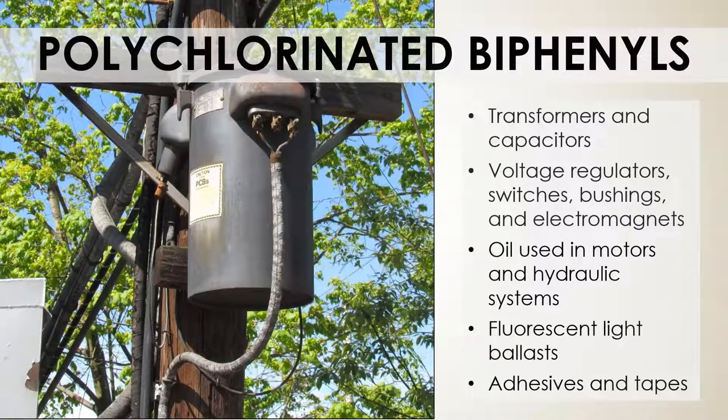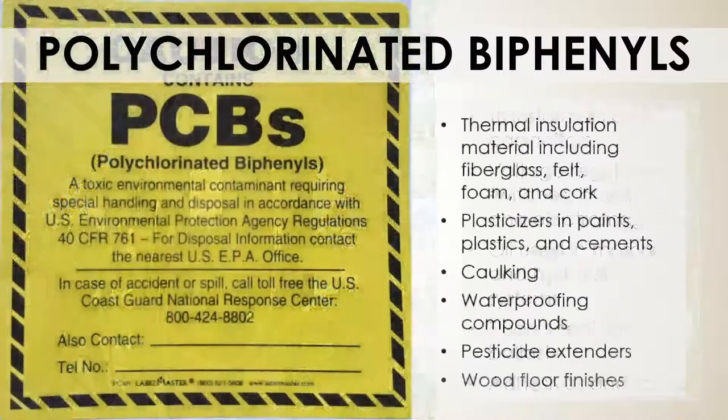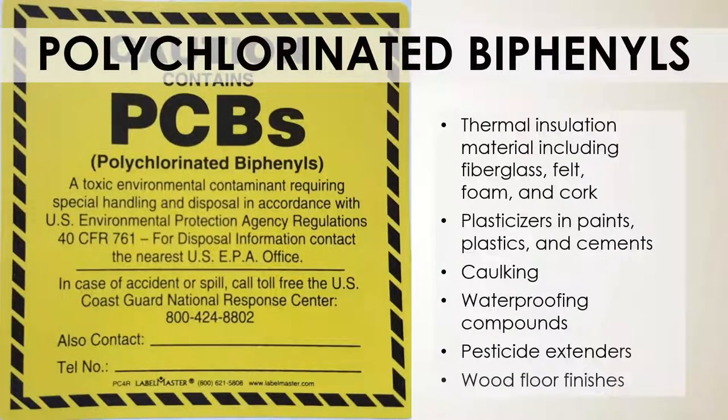One of the things I have to look for when I do an environmental site assessment on a property is old transformers that might not have been replaced in older parts of town that may potentially still contain PCBs, and look for distressed or dead vegetation underneath them. Most of them have been taken out of commission, but that's not to say there aren't still some out there. They have also been used in fluorescent light ballasts, adhesives and tapes, hydraulic systems, motors, thermal insulation, plasticizers and paints, caulking, waterproofing compounds, pesticide extenders. They were used for all kinds of things.